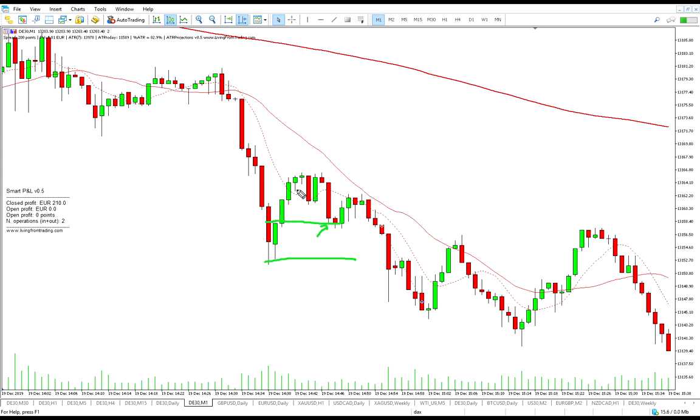If this pullback was smooth, if it didn't have so many big green candles, I would not wait to see the reaction on this zone. But since the pullback was so strong, I wanted to see what would happen here, because as the price touches here, it could have been thrown to the upside. And I waited to see what happened after this touch.